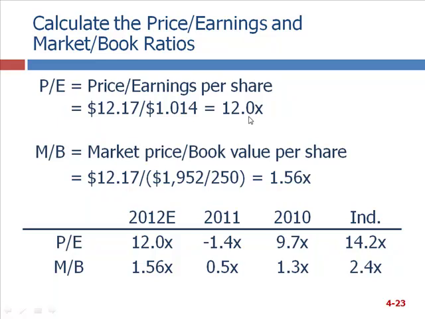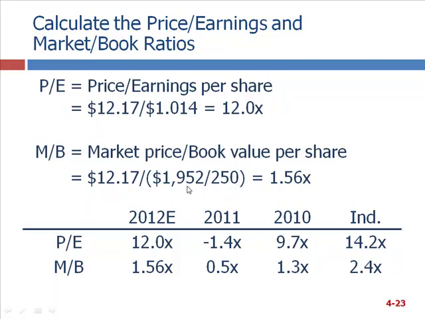Alright, let's also look at market to book briefly. Market to book also looks at the market value of the stock, $12.17, but it also looks at the book value of the company's equity. And it does so on a per share basis, right? And that makes sense because the market price is stated per share here.